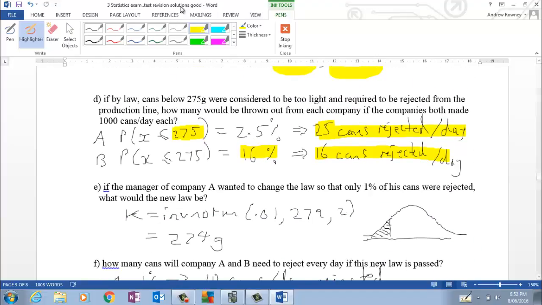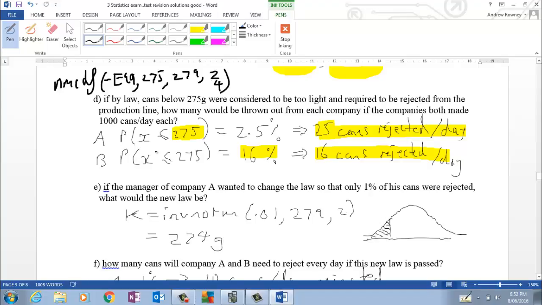Now remember, when you do normal CDF, you put in your lower value, which is minus E99, the upper value is 275, and you follow it by the mean, which is 279, and the standard deviation. If you're doing company A, it's 2. If you're doing company B, it's 4.